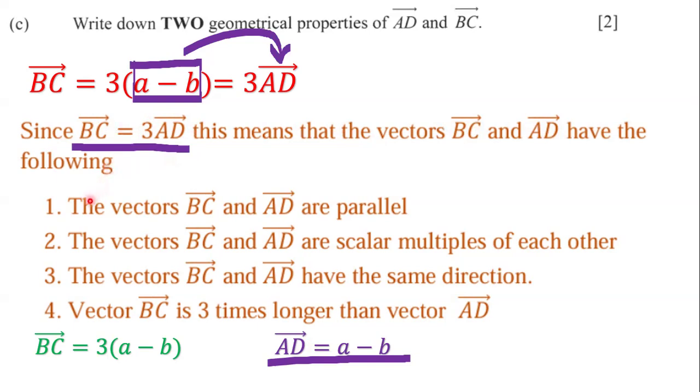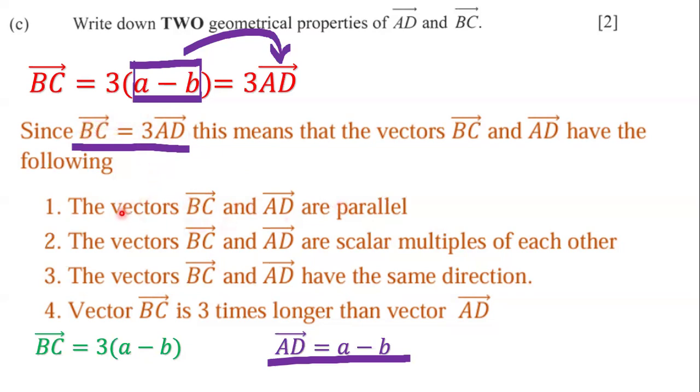The first property is that the vectors BC and AD are parallel. Now, how do we know they are parallel? Once we can take one vector and multiply it by a scalar, and that gives us the other vector, that means that the two vectors are parallel. That's what it means to be parallel. Two vectors are parallel if they are scalar multiples of each other. So these two are scalar multiples of each other because we could take one vector, AD, multiply it by a scalar, and that gives us BC, the other vector. So the vectors BC and AD are parallel, right?